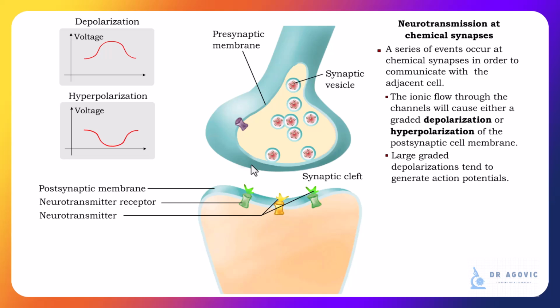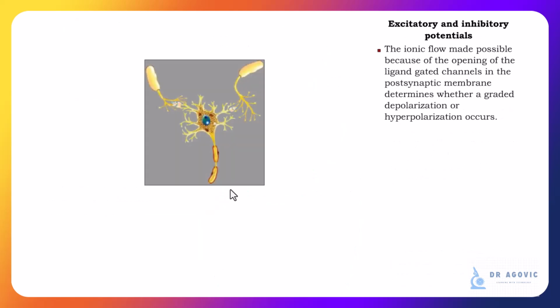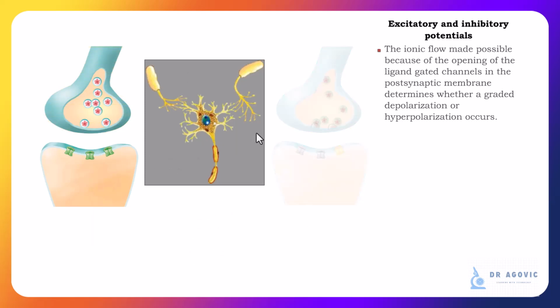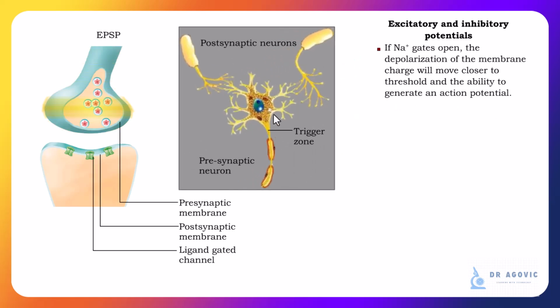Large, graded depolarizations tend to generate action potentials. And if the depolarization is above threshold voltage, then an action potential will be generated. The neurotransmitters bind to specific ligand-gated ion channels in the postsynaptic membrane. A graded depolarization or hyperpolarization will occur depending upon which channels open to ionic flow.